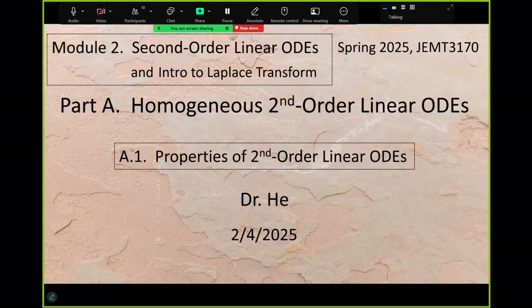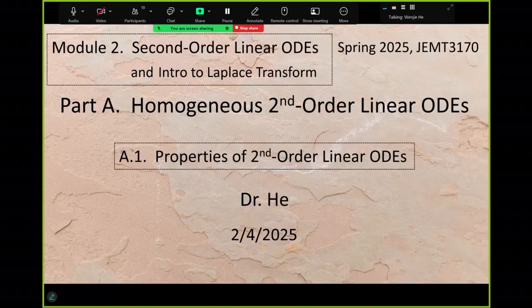All right. So today, part A, homogeneous second order linear ODE. We did a little bit of homogeneous first order, remember, the last time. But this time, we need to study more homogeneous second order. I will explain the reason why we study the homogeneous version. Today, I will spend quite some time on this, on why we need to study homogeneous type linear ODEs.